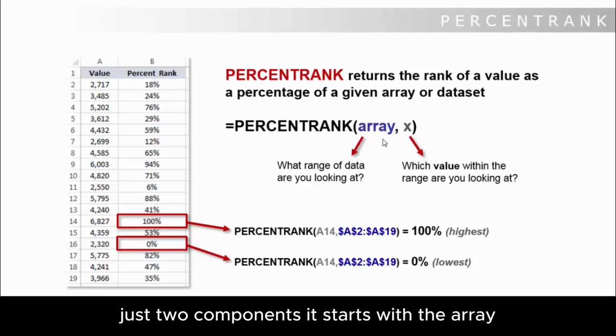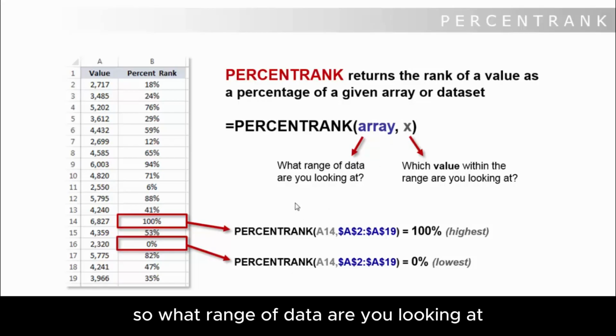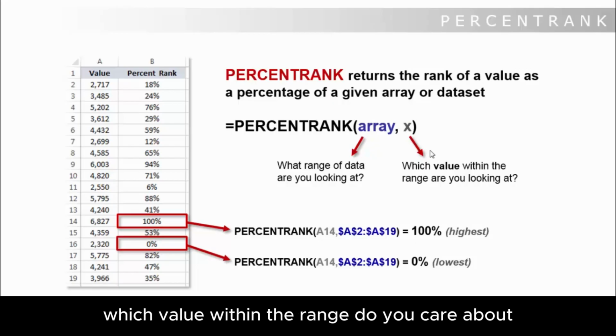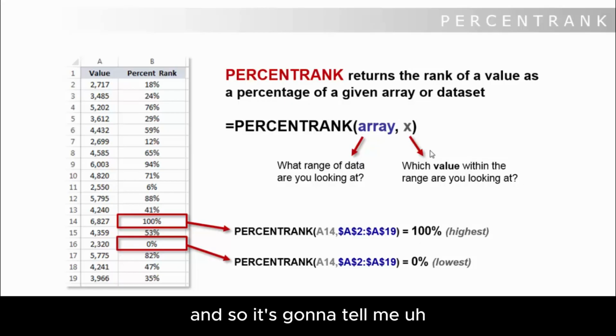It starts with the array. So what range of data are you looking at? And then the second piece is just noted with an X, and that's which value within the range do you care about. And so it's going to tell me what the percent rank of that value x is within the context of the given array.